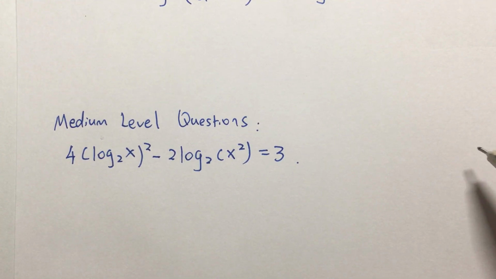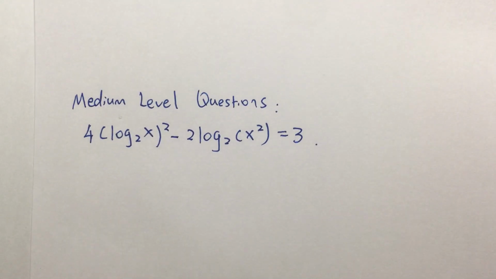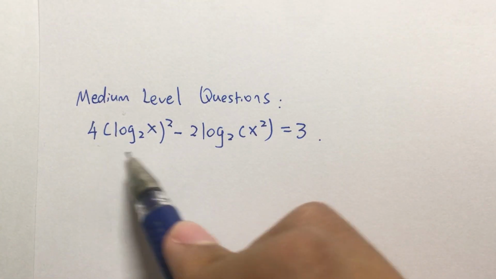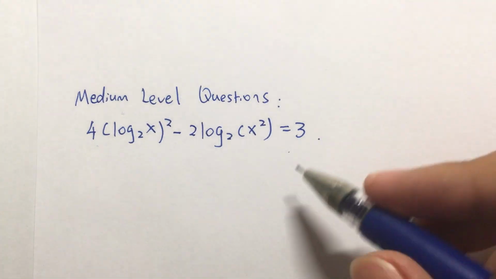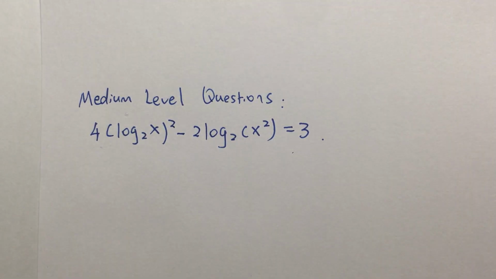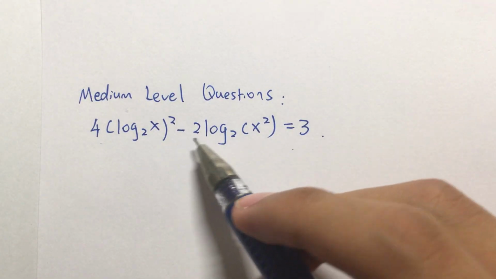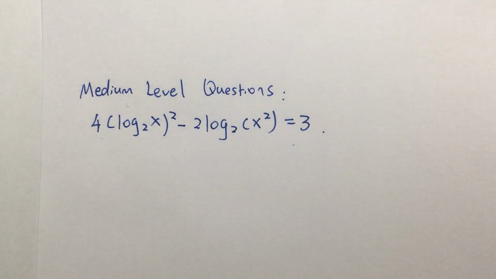Before we try harder questions, let's start from the medium level questions, which I think is acceptable, like this question. Well, it looks quite complicated, right? It's not that simple like log_2(3) plus log_2(5) or something. There are some squares inside, and there are some minus signs in the equation. Okay, so what should we do first?